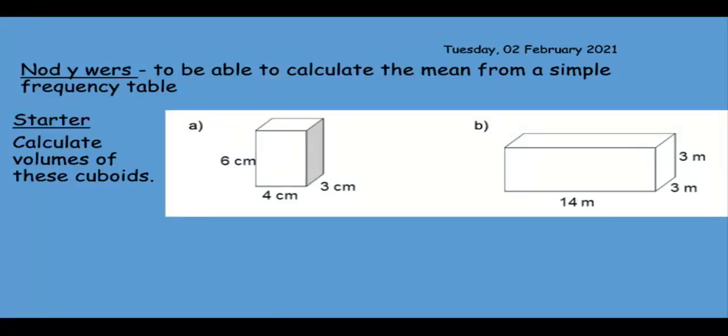Hello, so this lesson is about finding the mean from a frequency table. And we're going to start with this shape starter. Just calculate the volume of these cuboids.